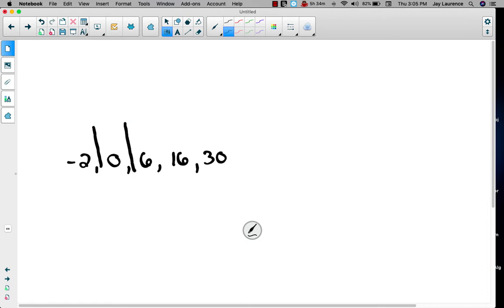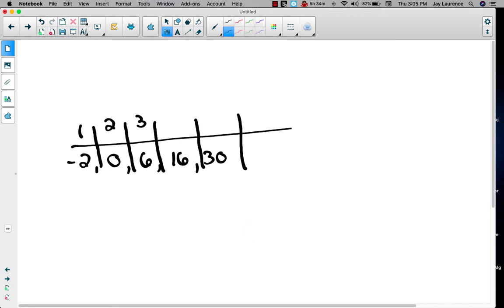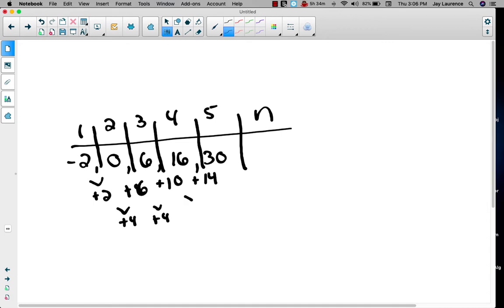So let's see here. Gonna make my input-output table. And I'm going to get 1, 2, 3, 4, 5, and then n. And let's see here, I'm adding 2, and then I'm adding 4, and then adding, no, I'm not adding 4, I'm adding 6, silly me. Adding 10, and then I'm adding 14. Do you notice how I'm listening to myself talk, and when I listen to myself talk, I can catch my mistake. Now I like this because this is plus 4, this is plus 4, and this is plus 4.